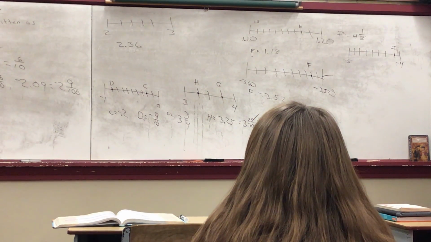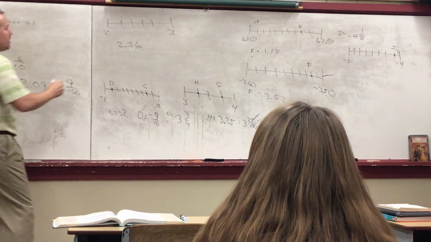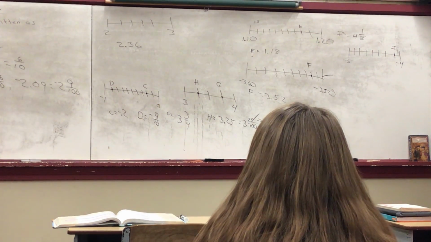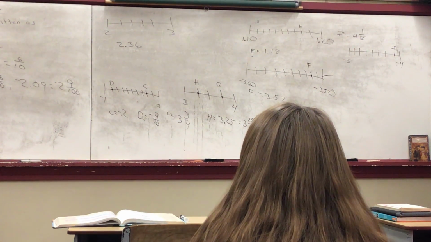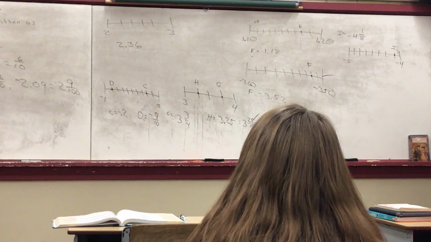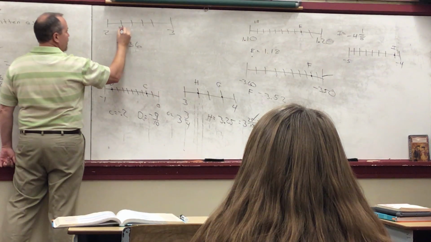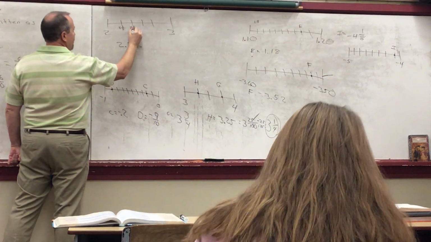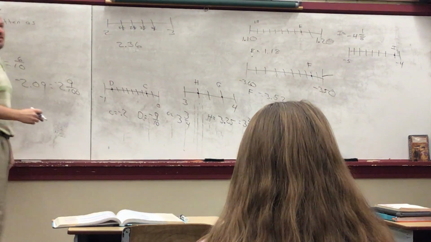Now, a different way you can do it, and this might be the easiest way to do it. Each one of these is how much? Between the 2 and the 3, it's broken into how many sections? 5. So each one is worth what fraction? 1/5. So here would be 2 and 1/5. Here would be 2 and 2/5. 2 and 3/5. 2 and 4/5. 2 and 5/5, which is the same as 3.